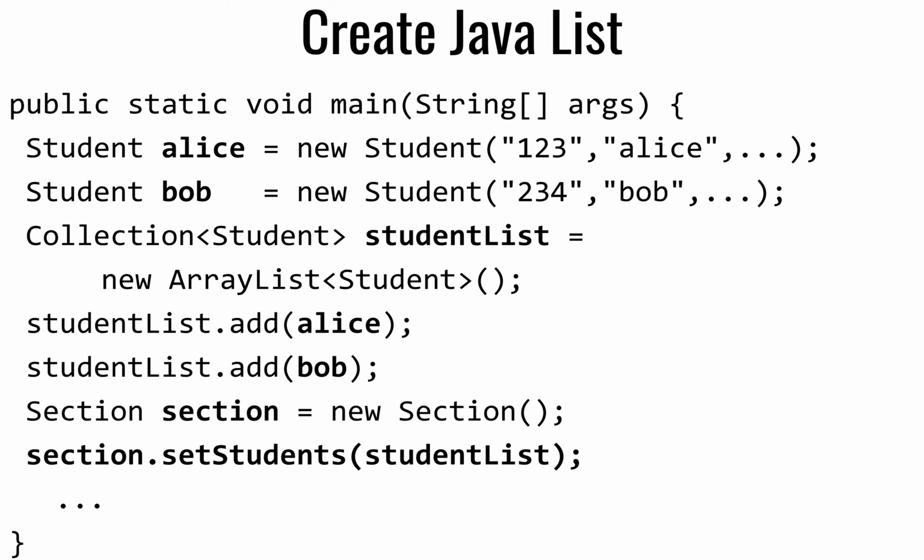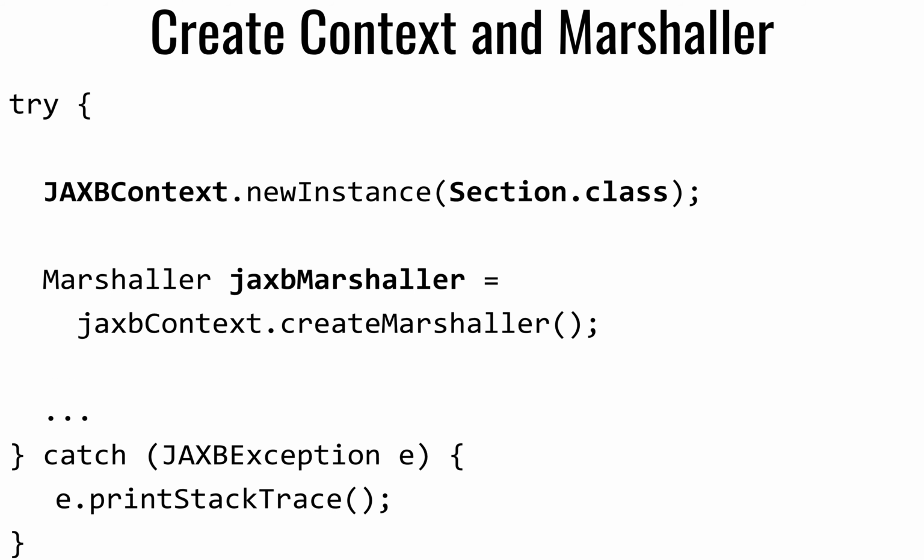So here we're instantiating a couple of students, Alice and Bob. We're adding them to a collection, an array list in this case. We're adding Alice and Bob, and then we instantiate a brand new section and set the students to the student list. So basically, it's an object section that contains a collection of students. And we want to write this or read this from XML.